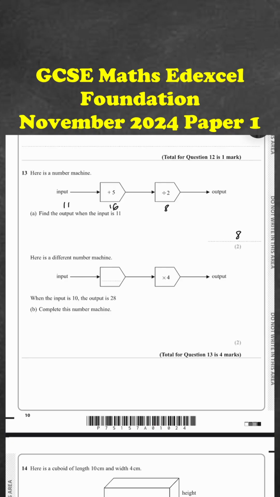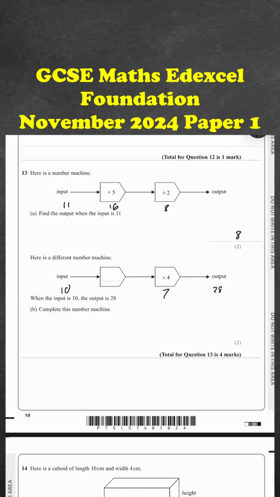Here is a different number machine. When the input is 10, the output is 28. Complete the number machine. Best way to do this is to work backwards. So something times 4 gave us 28, which means this must be 7.